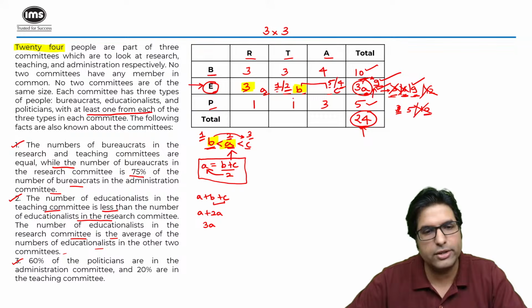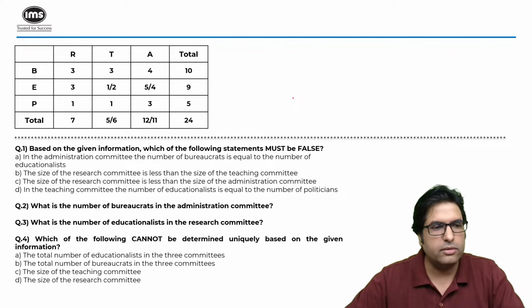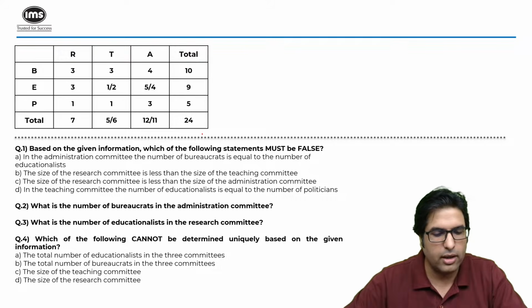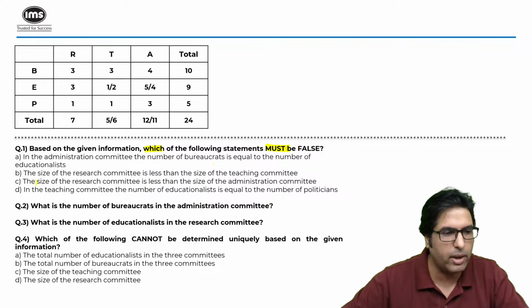Let's move to the questions. So this is the final table that we have got. Let's look at the questions. Based on the given information, which of the following statements must be false? Let's verify each statement one by one.